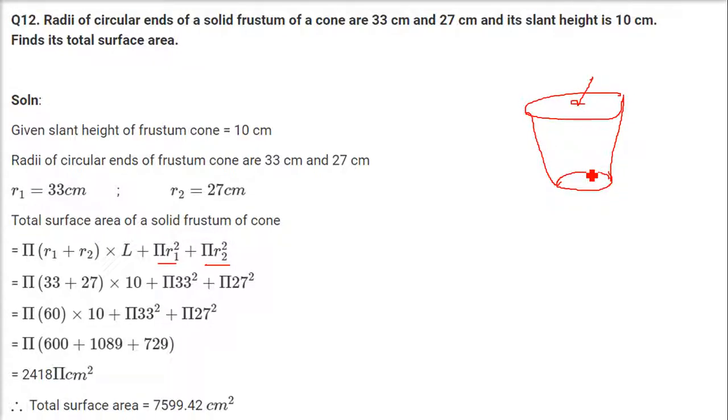So this area, that is pi r1 square, this area pi r2 square, and then the curved surface area, which is pi into r1 plus r2 into L. All the values are known. This is 33, this is 27, this slant height is already given 10, and r1 r2 of course we'll use it again, and this will come as this value, total surface area.